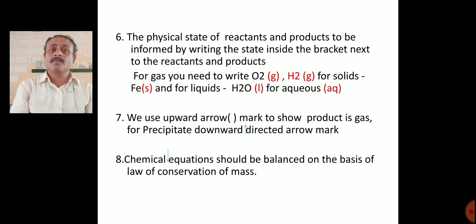For example, if an element is in gaseous state, for example O2, after O2 you write small g in a bracket, which indicates the element involved in the chemical reaction is in gaseous state. Like H2, that is the same, after H2 you write (g) in brackets. For solids, for example Fe, which is in solid state, you write (s) after it, and for liquids, for example water, which is a liquid, write (l) in brackets.